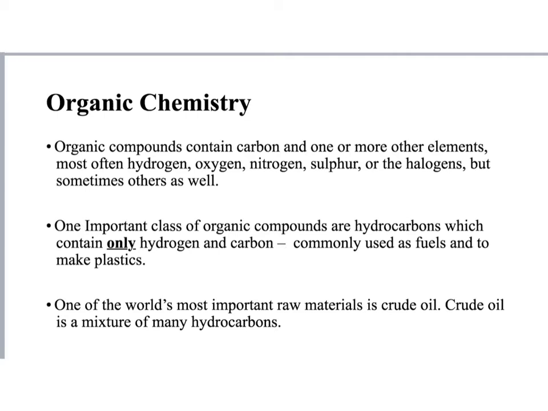So we consider organic compounds to be those containing carbon along with one or more other elements. And those other elements are normally hydrogen, oxygen, nitrogen, sulfur, or halogens. But others can be in organic molecules as well. One of the most important classes of organic compounds are, of course, the hydrocarbons, which you may have studied at GCSE. As their name suggests, they contain only hydrogen and carbon atoms, so you may think you're quite limited there, but for reasons we'll see later on, you can have many, many different hydrocarbons. And in fact, crude oil is made up of hydrocarbons and is one of the world's most important raw materials.